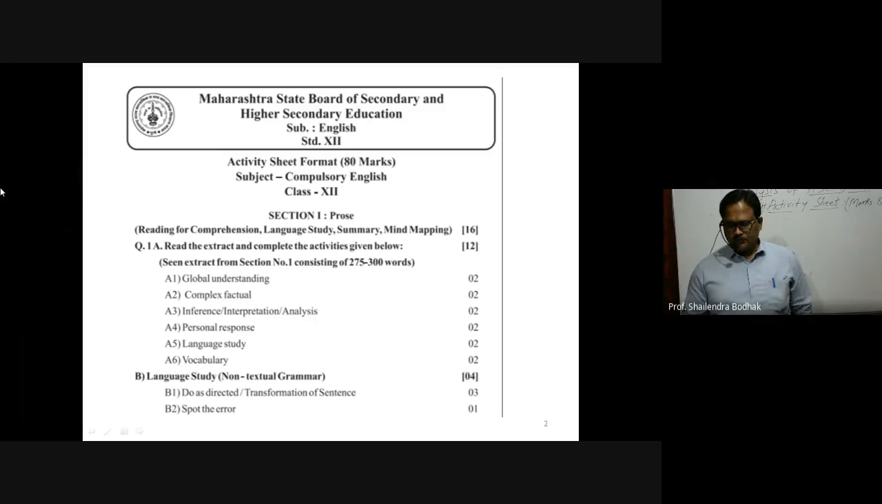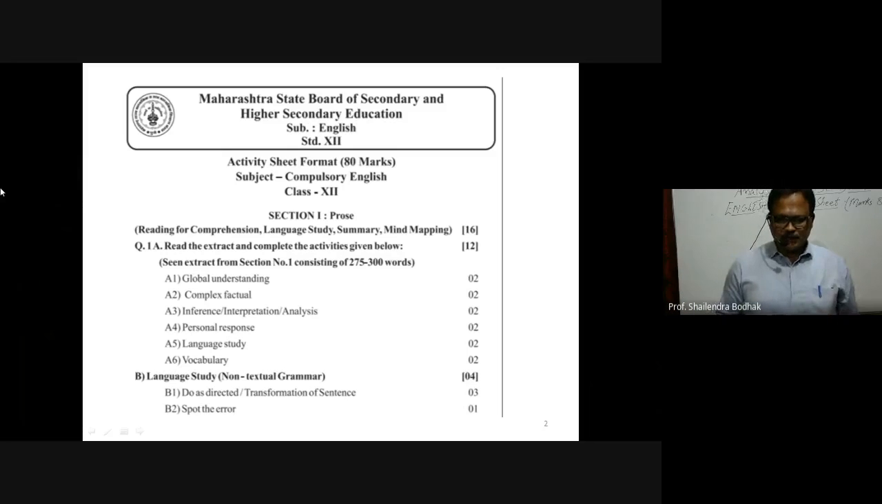Then activity 2, that is complex factual. Now it also carries 2 marks. Facts are scattered in the extract. Whatever the facts are there in the extract, they are scattered, means they are not at one place. Then the activities related to activity 2, that is complex factual, are web, then flow chart, then complete the table, match, complete the sentences, select alternatives, etc. Okay. So all sorts of activities will come in activity 2.